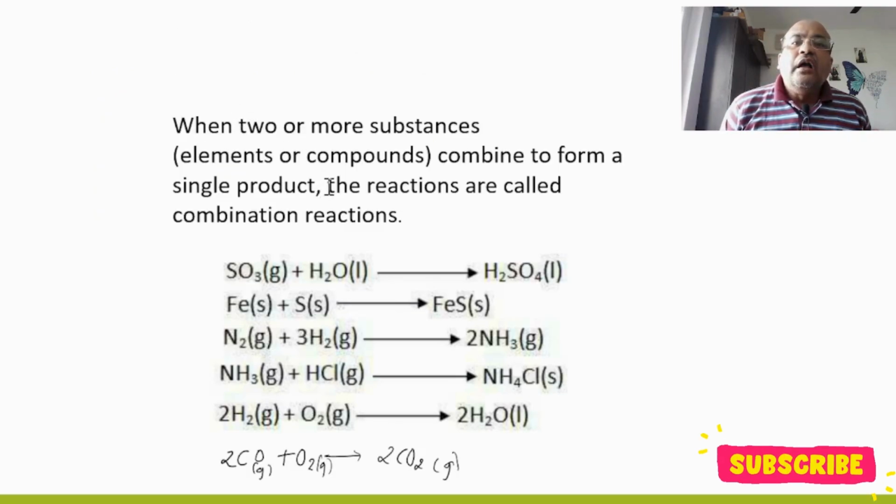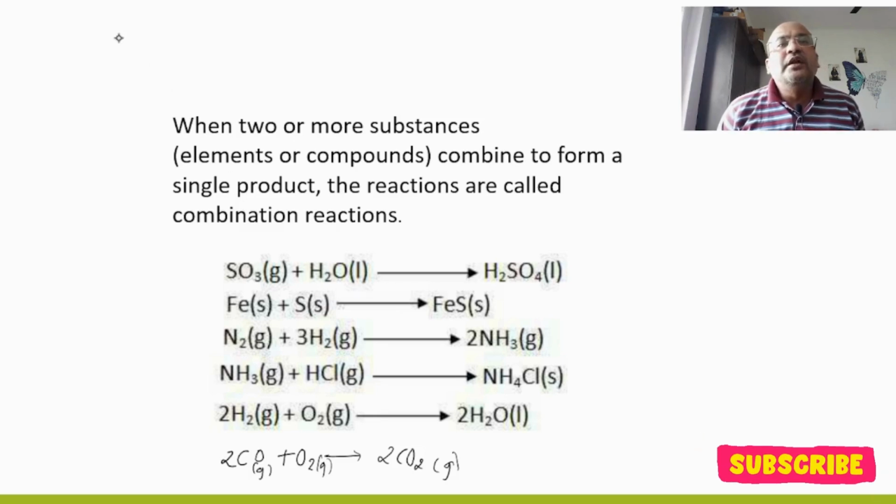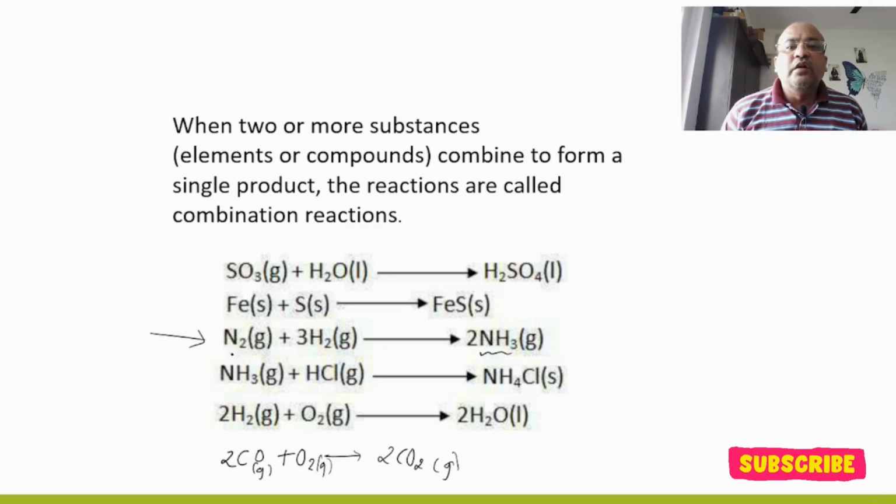Now the combination reaction is not only that only two elements are involved and they are reacting. Like here you see that nitrogen reacts with hydrogen to give ammonia, right? So what is involved? Nitrogen element and hydrogen element. Here iron reacts with sulfur, right? So it's not like that only two elements are involved.